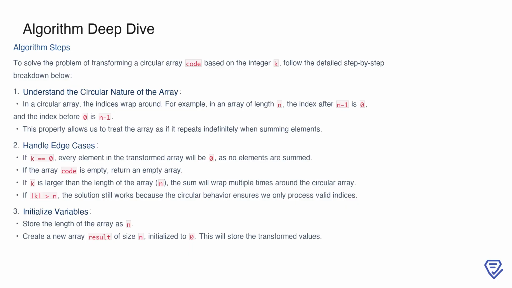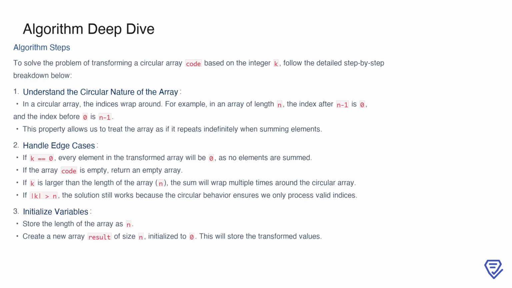In a circular array, the indices wrap around, meaning that if you go beyond the last index, you return to the first one, and if you go before the first index, you wrap around to the last. This behavior is crucial when summing elements as it allows us to treat the array as if it repeats indefinitely.